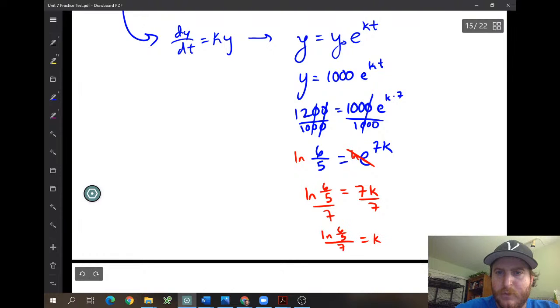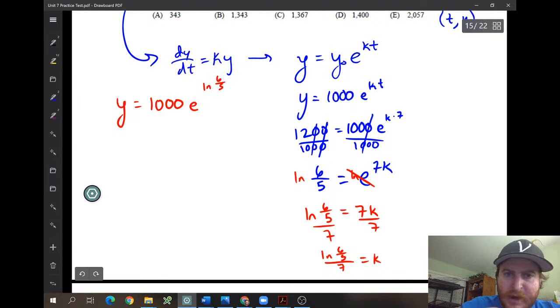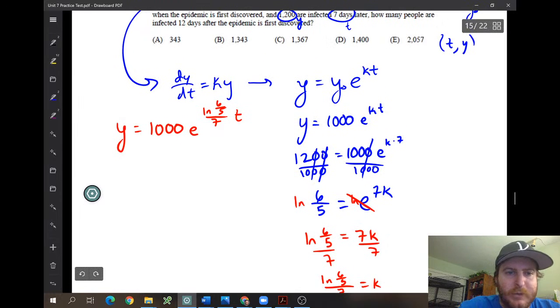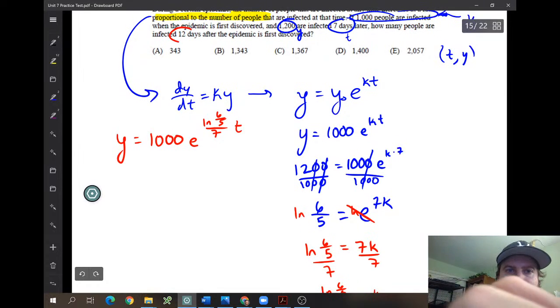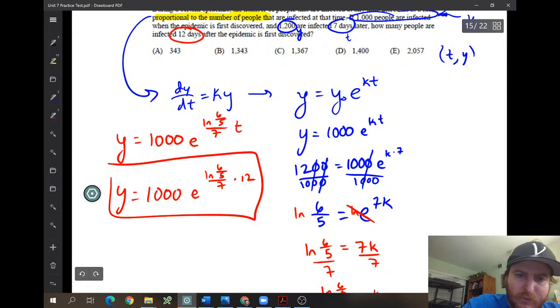So I'm going to go ahead and write this. This is probably a calculator question, but I'm just going to write it as if it wasn't. Y equals 1,000 e to the ln of 6 over 5 over 7 times the time. So again, this is definitely a calculator question, but let's pretend it wasn't. So how many people are infected 12 days later? Well, that would be y equals 1,000 e to the ln of 6 over 5 over 7 times 12. And that would be the answer I would look for.